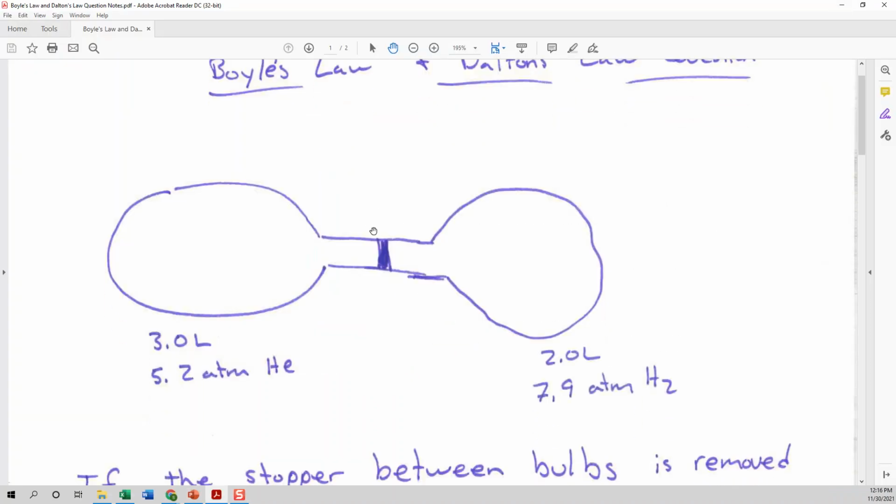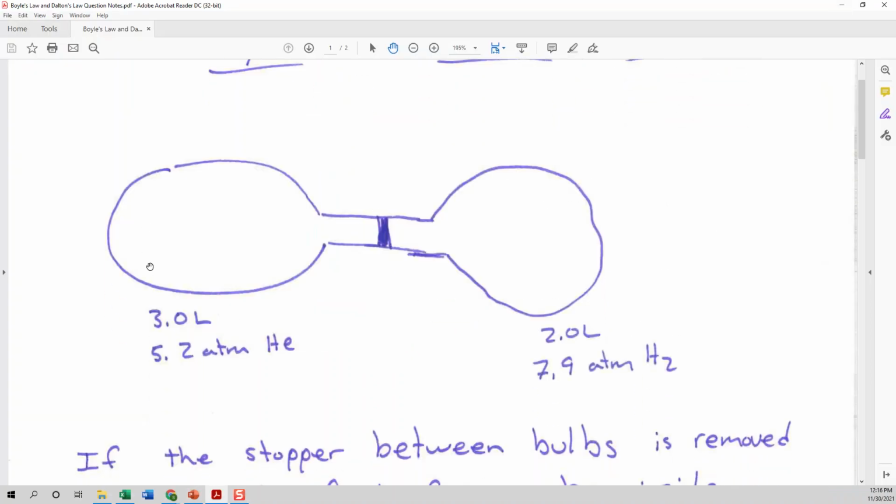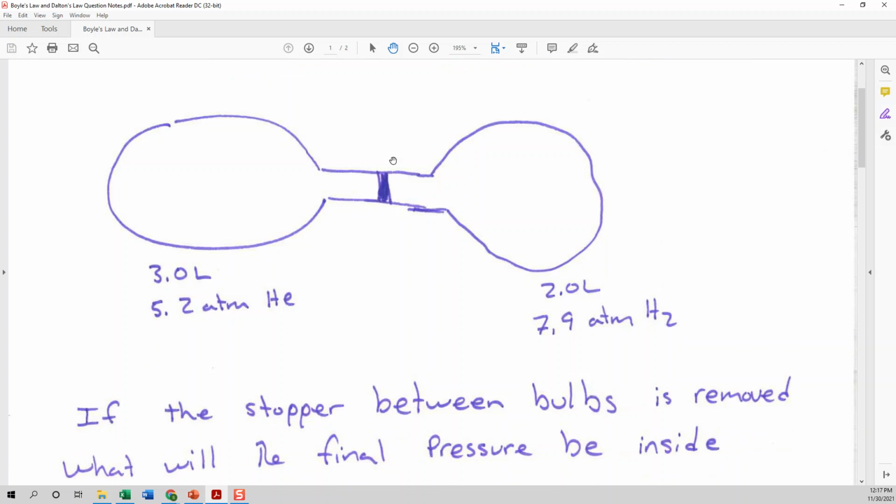All right, so here we go, similar thing. So over here I'm telling you that this volume is 3 liters and it has 5.2 atmospheres of helium gas. Okay, great. Over here it's 2 liters and it's initially 7.9 atmospheres of hydrogen gas. All right, and we just want to know what's going to happen when we open up that valve. So we know all the hydrogen is going to end up mixing throughout the whole thing, and all the helium is going to end up mixing throughout the whole thing.